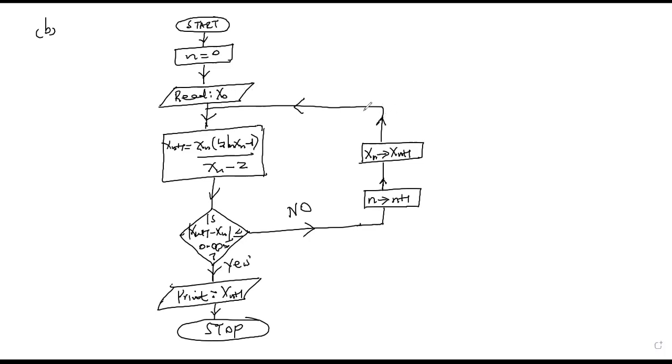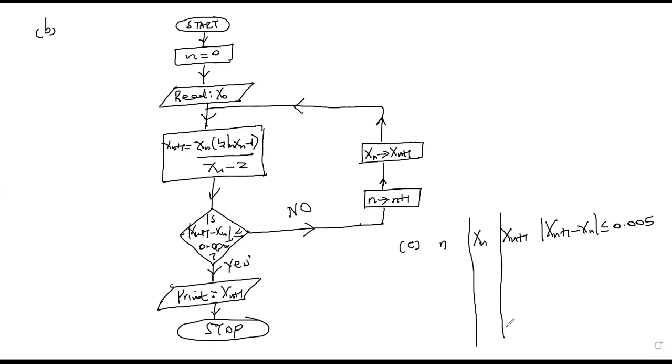Now, after drawing a flow chart, we are needed to perform a dry run. And that is our last part. Let me call it part C. We are taught to perform a dry run, and we say that our dry run must have 4 parts: the number of iterations, the root you are computing, and then the magnitude of xn plus 1 minus xn, whether it is less than or equal to the error. So that is a question. We shall be asking ourselves until we get the values that satisfy that condition.